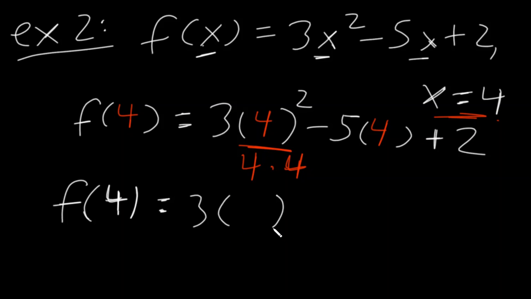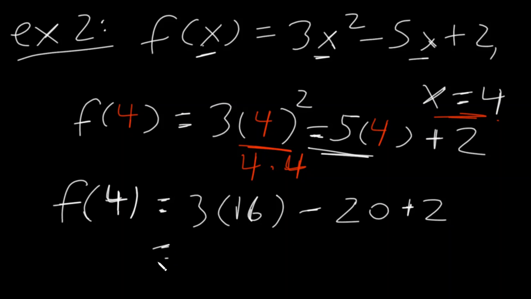But we know that 4 times 4 will actually give us 16. And here we have negative 5 times 4. Don't forget to include that sign right there. Negative 5 times 4 will give us negative 20. And then, of course, we'll add that positive 2. We won't do anything with that just yet.